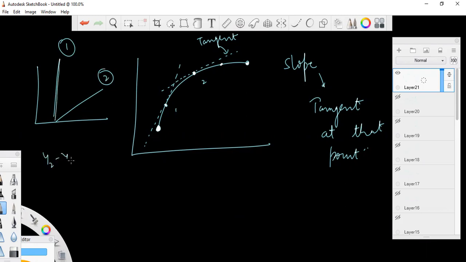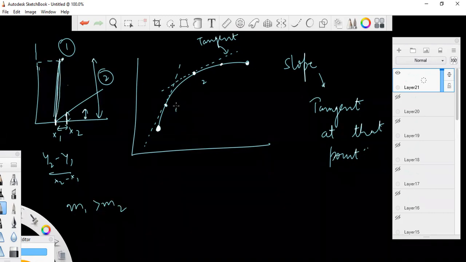Slope was y2 minus y1 by x2 minus x1. If I choose this point as my x1 and this point as x2, the change in x for both of them is the same. But if you look at the change in y, y is changing only this much for the second graph, whereas for the first graph, y2 will be this value. So change in y is very much for 1. So I will say the slope of 1 is more than slope of 2. In this case, m1 is more than m2. M is the slope basically for these two graphs.